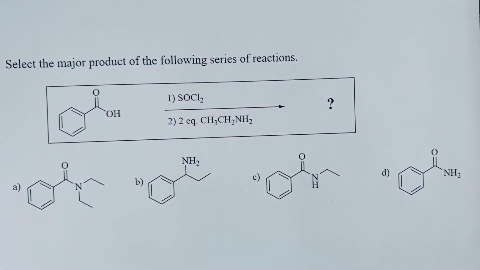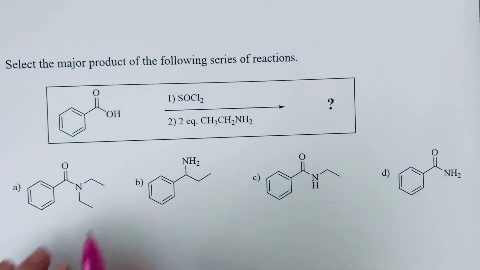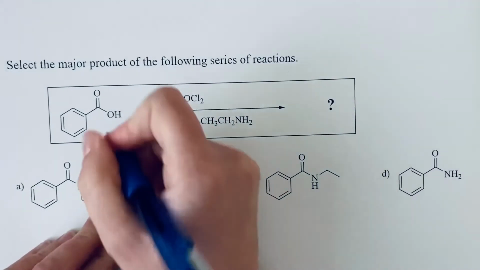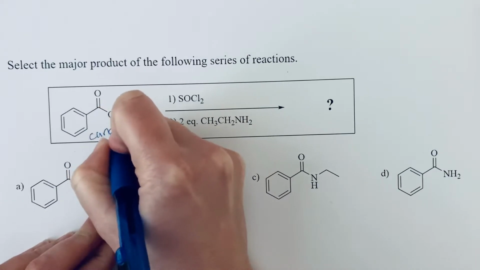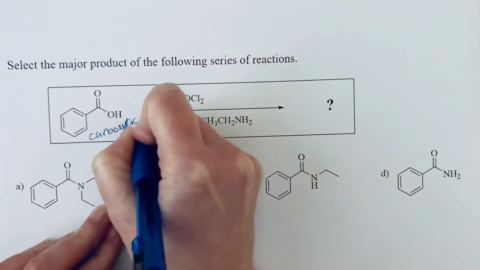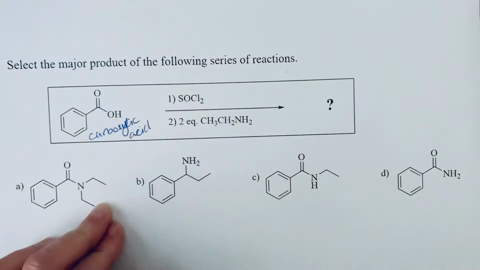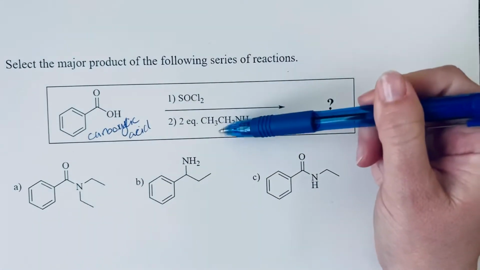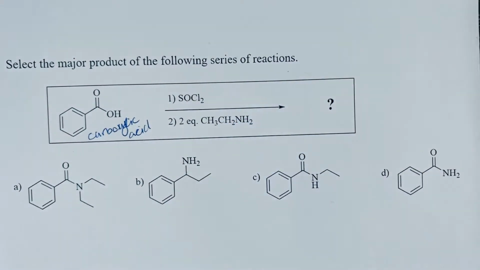Select the major product of the following series of reactions. So we see that our starting material here is a carboxylic acid. And then we have a series of two reactions that we are taking this carboxylic acid through.